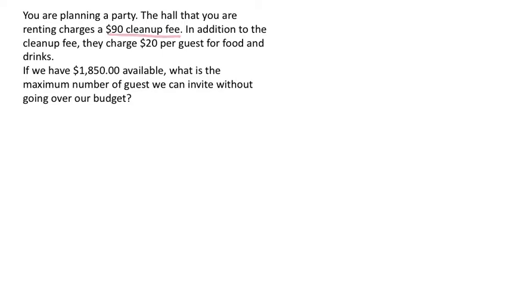So we have the cleanup fee. That's a straight charge. And then you have the price per guest. Doesn't matter if it's food and drink, okay? But then you have the total as well. That's how much we have, which will help us to know the maximum number of guests that we can invite to this party. So again, just set this up. We got the cleanup fee, and then you have the charge per guest. I'm putting these out because these are my costs. And then after that, you should have your total, or how much you have.